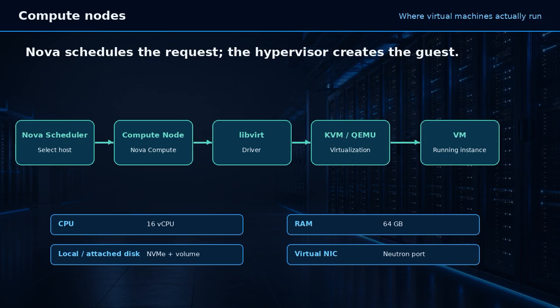Compute nodes do the physical work of running instances. Nova Compute receives an instance assignment and asks the configured virtualization driver to create the guest. In many Linux deployments, that driver uses libvirt with KVM and QEMU. The hypervisor maps physical CPU and memory into virtual hardware, connects virtual disks, and attaches a virtual network interface. A cloud scales by adding more compute nodes, allowing Nova to place instances across hosts according to capacity, traits, aggregates, availability zones, and policy.